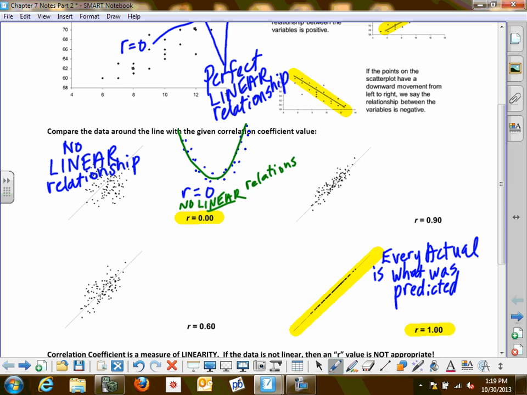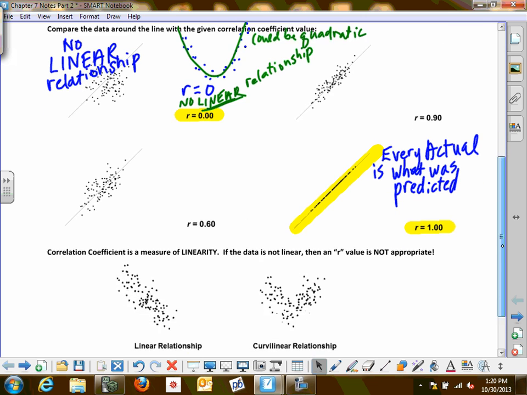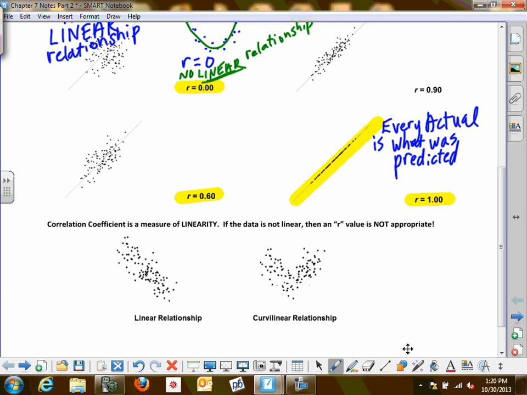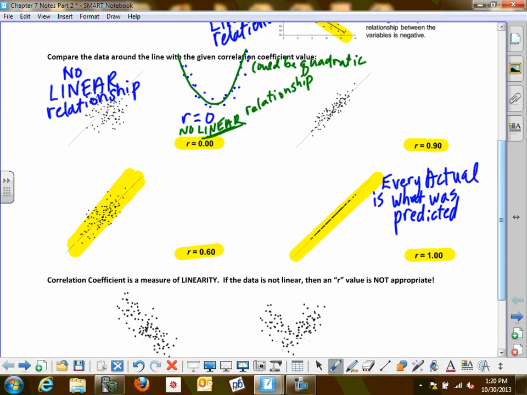Okay? So this R, again, is a measure of linearity. So it could be quadratic or exponential or logarithmic or any of the other functions that you studied in your past math classes. Okay. So let's move on and look at these different pictures when your R value changes. So here is a picture with an R value of 0.6. So do you see that these values are a little clustered closer around the line as opposed to up here when the R value is 0? And how about here when the R value is 0.9, these values are clustered even closer.